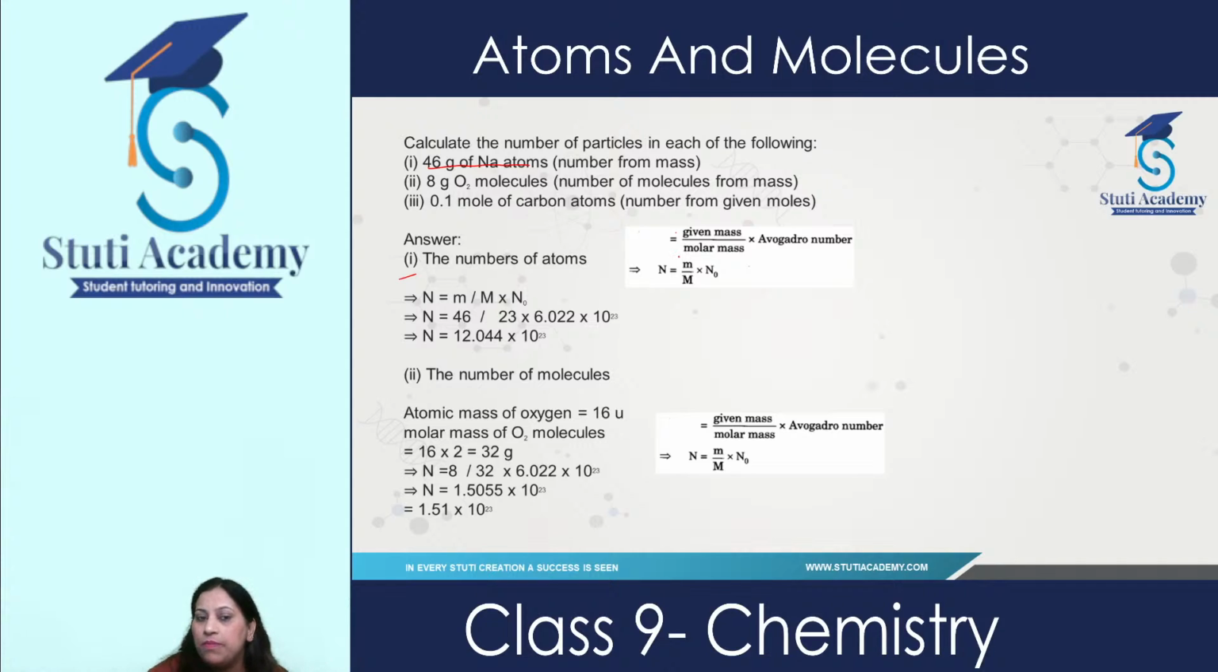So given mass is represented by small m, molar mass by capital M, and Avogadro's number by N naught. So N is equal to given mass, which is 46, already given in the question, and the molar mass of sodium is 23, then multiply by 6.022 into 10 raised to power 23, which is Avogadro's number. So we can write it like this: 46 upon 23 into 6.022 into 10 raised to power 23, and we'll get the number of particles.